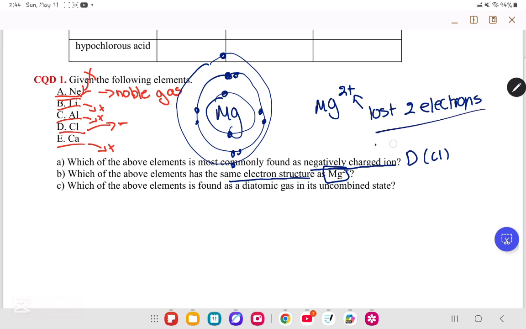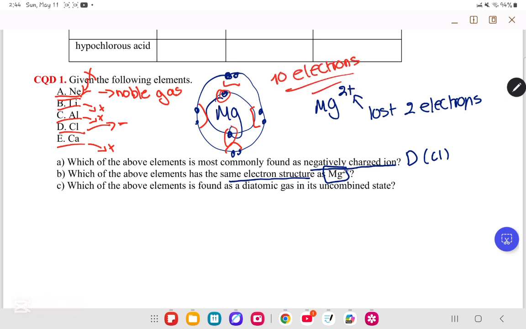It lost 2 electrons, which means it's going to lose its outer shell. If it loses its outer shell, let us count how many electrons it has: 1, 2, 3, 4, 5, 6, 7, 8, 9, and 10. So it has 10 electrons, and it only has 2 shells. Looking in the periodic table, the element with 10 electrons and 2 shells is neon. Neon is Ne. That means our answer for part B is A, which is neon.